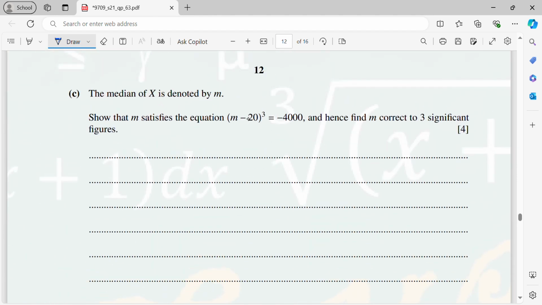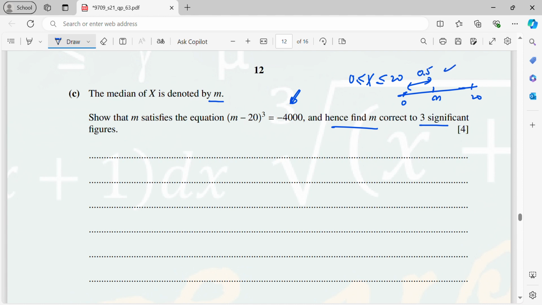Part C, the median of x is denoted by m. Show that m satisfies this equation, and hence find m equal to 3 significant figures. So now if this is median, that means because your x is from 0, okay? Your x is from 0 until 20. So that means from 0 until m, this is 0, this is 20. Since the m is median, median means middle value, the probability will be 0.5.